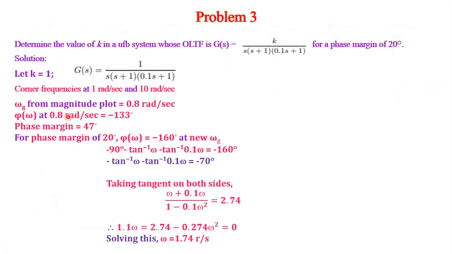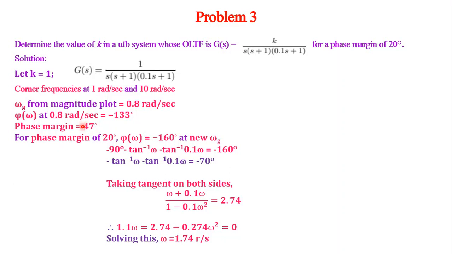So at 0.8 radian per second, I need the phase angle. So phase angle you will find out: minus 90, minus tan inverse of omega, minus tan inverse of 0.1 omega. In that, omega should be substituted as 0.8. So minus 133, which is less negative than minus 180. Therefore 180 minus 133 is 47 degrees.